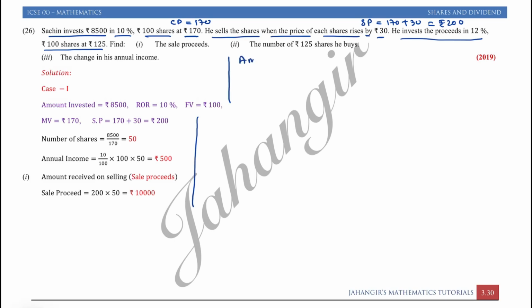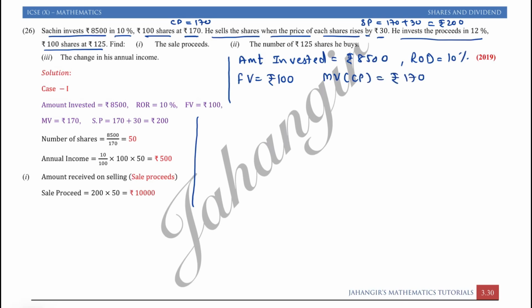Amount invested is equal to rupees 8500. ROD is equal to 10%. Face value is equal to rupees 100. While buying, the cost price is rupees 170. So first we will find how many shares he bought. He had invested 8500 at a rate of 170 each. So 50 shares he bought.